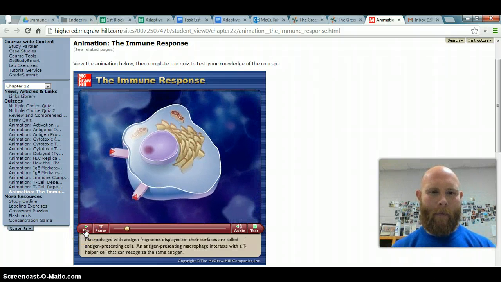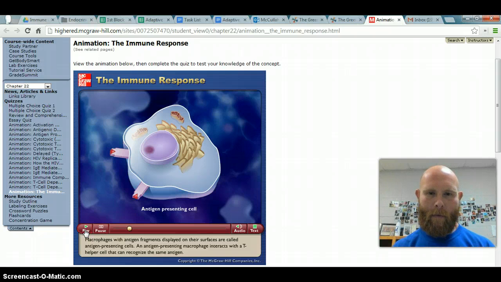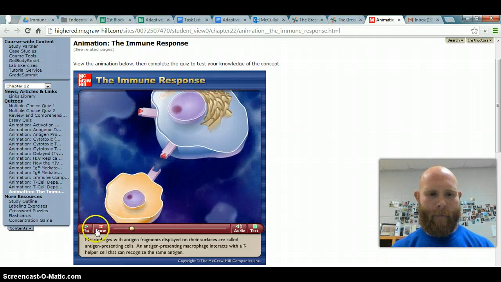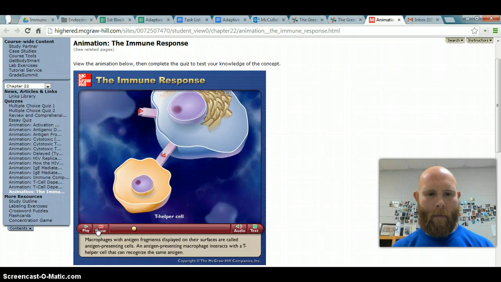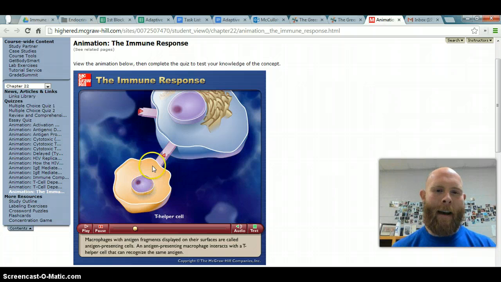Macrophages with antigen fragments displayed on their surfaces are called antigen-presenting cells. An antigen-presenting macrophage interacts with a T helper cell that can recognize the same antigen. We have little cells called T helper cells. T stands for thymus, because that's where they're created, in the thymus gland located on top of the heart. These T cells, actually called T lymphocytes, have certain receptors on the surface of the membrane that will recognize and dock with the specific antigens being exposed by this presenting cell, this macrophage that initially digested the pathogen, broke it up and said, all right, fellas, this is who we're looking for.